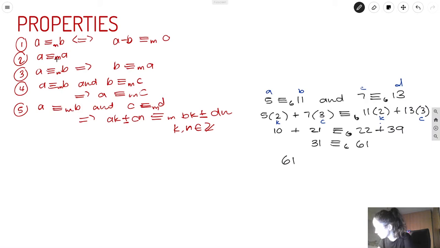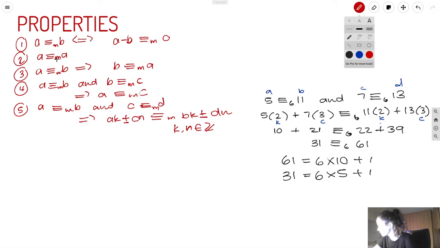So we can rewrite 61 as being 6 times 10 plus 1. 31 is equal to 6 times 5 plus 1. And we see it is true since both of these terms, 31 and 61, leave a remainder of 1 when divided by 6.